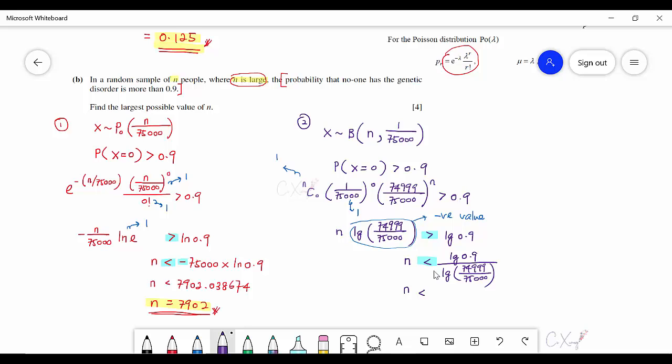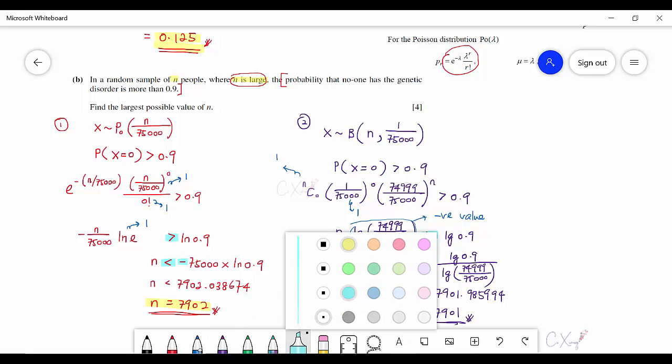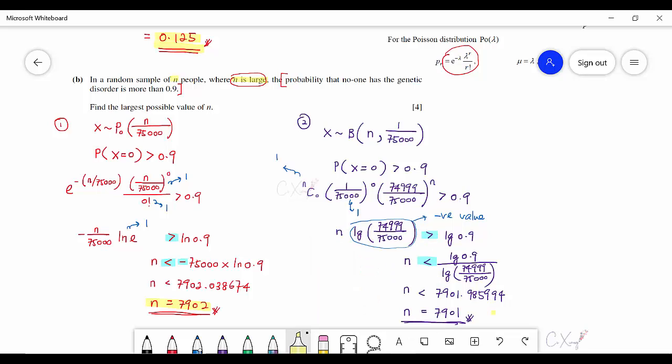So I will try to calculate it out. You should get 7901.985994. And again, n must be a positive integer. Therefore, the integer will be 7901 for the value of n. So if we use the binomial distribution to solve this question, the answer is a bit different, which is 7901. And please take note that both answers are accepted in the marking scheme provided.